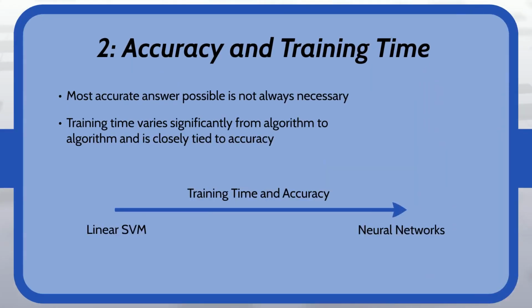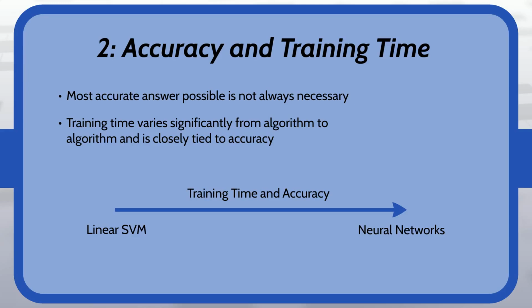All right, so step 2, we want to consider accuracy and training time. And these are going to be really important to consider before actually picking an algorithm, because a lot of the time, getting the most accurate answer possible isn't always necessary. Sometimes an approximation is adequate depending on what you want to use it for. If that's the case, you may be able to cut your processing time dramatically by sticking with more approximate methods. And that's because really training time here varies significantly from algorithm to algorithm. And training time is very closely tied to accuracy.